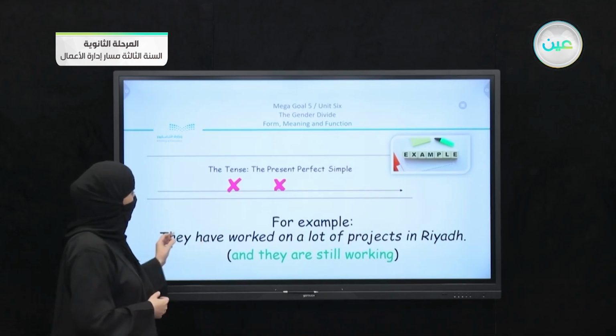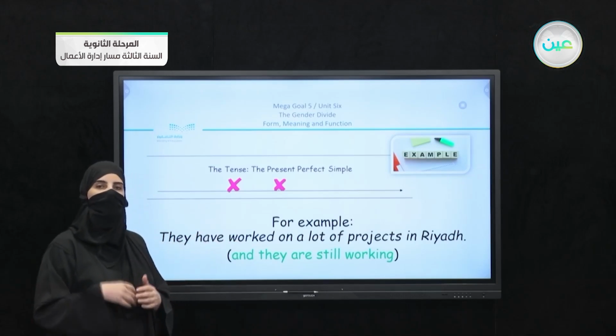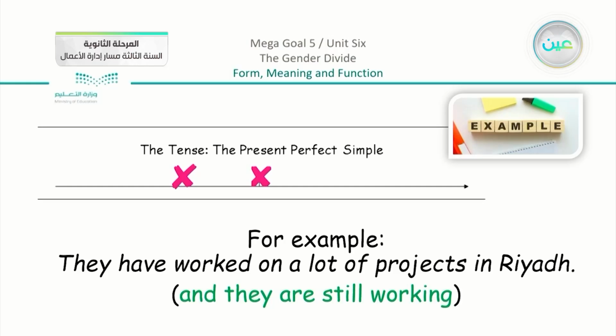Now we can see that we have here have plus worked, which is in the past participle form. Of course, it is a regular verb. That's why we have the ed. Now, they are still working. We can say that there is an effect in the present or something that is still continuing to the present time. Now we have the basic idea, which is the connection.